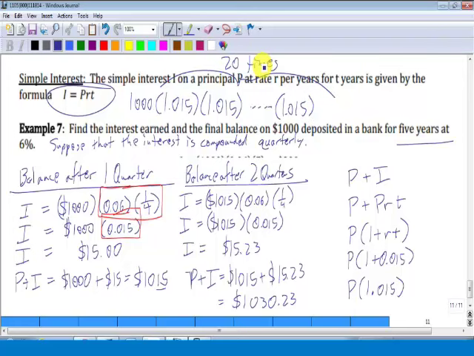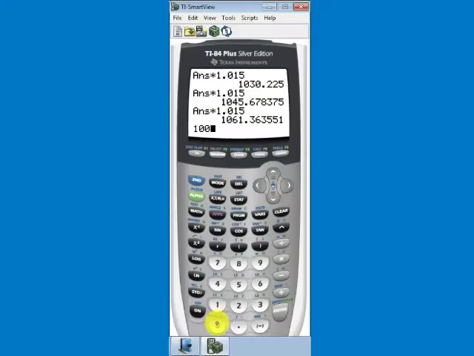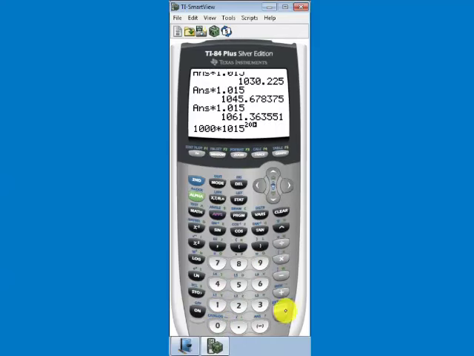How do we do that? Raise 1.015 to the 20th power. It's going to be 1,000 times 1.015 to the 20th power. And I left off the decimal. That is a fabulous sum of money.